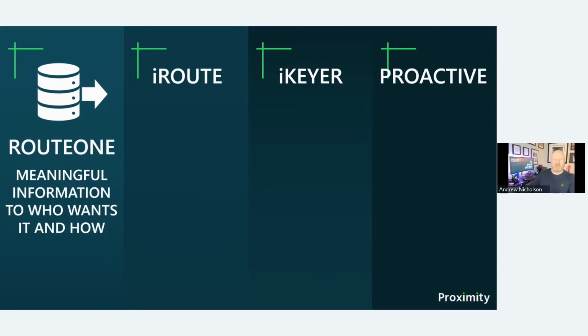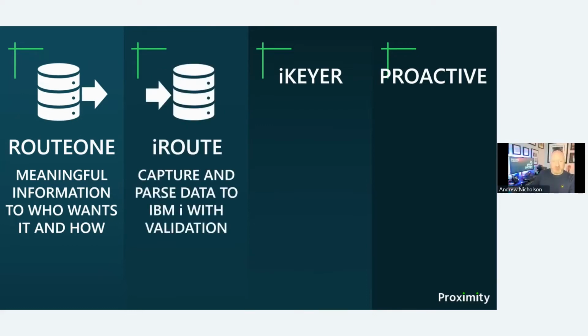We'll start with RouteOne and iRoute. RouteOne being the solution that allows you to extract meaningful information from your IBM, transform it to a format of choice, and distribute it by multiple means. iRoute is the mirror of RouteOne and captures data from a mix of databases and file types and passes this data to your enterprise with full validation.